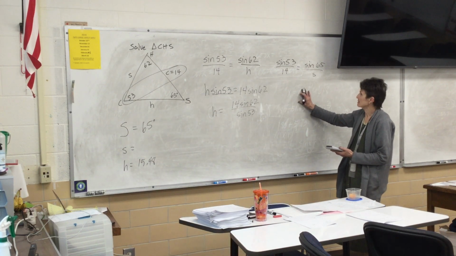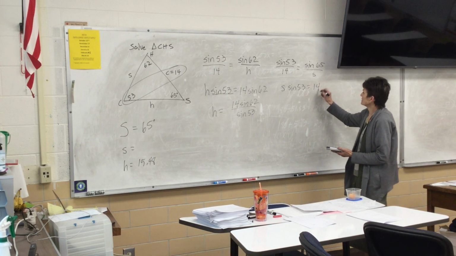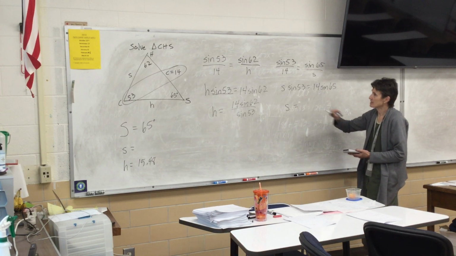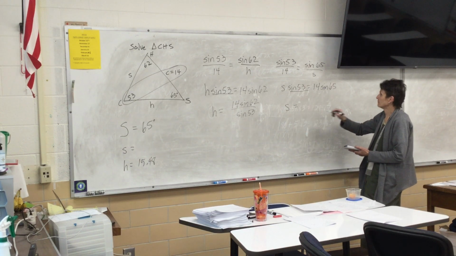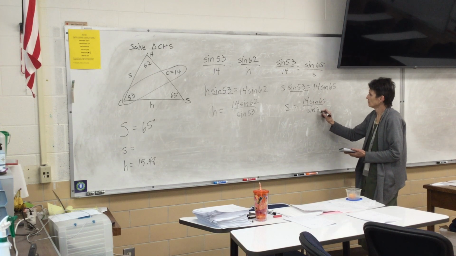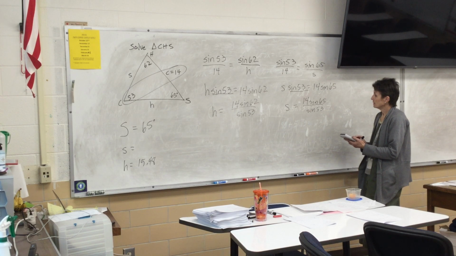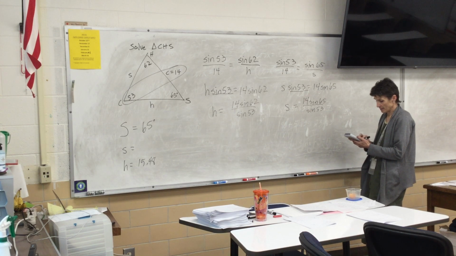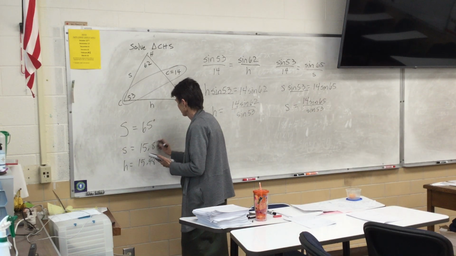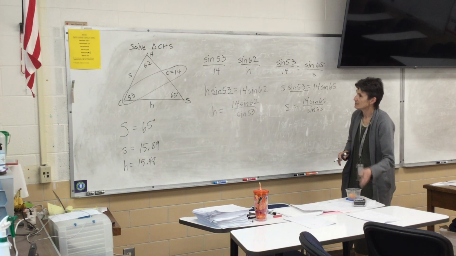And then exactly the same thing here. S sine 53 equals 14 sine 65. I'm solving for S, so I have to divide again by sine 53. So 14 sine 65 divided by sine 53, and side S is 15.89. And there you go. The triangle is solved.